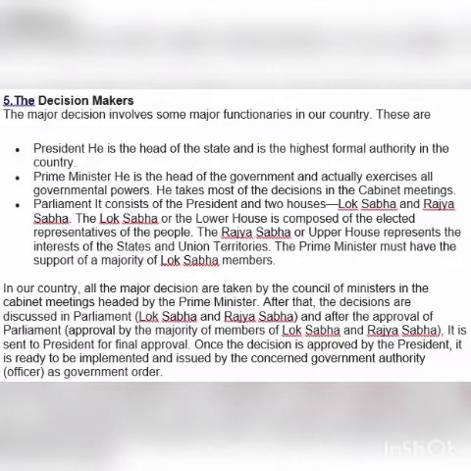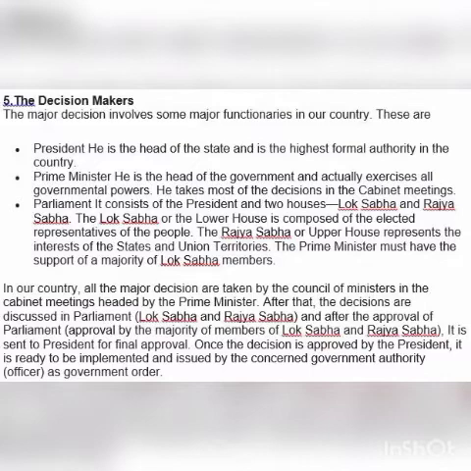Parliament. It consists of the President and two houses, Lok Sabha and Rajya Sabha. The Lok Sabha or the lower house is composed of the elected representatives of the people. The Rajya Sabha or upper house represents the interest of the states and union territories. The Prime Minister must have the support of a majority of Lok Sabha members.